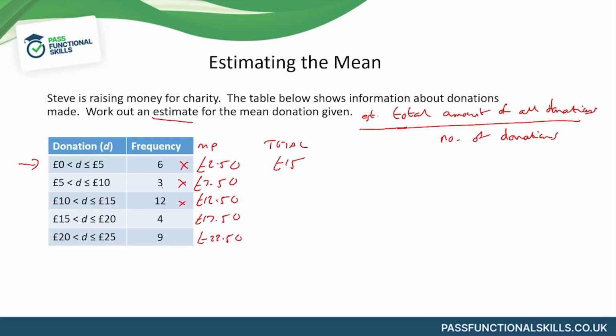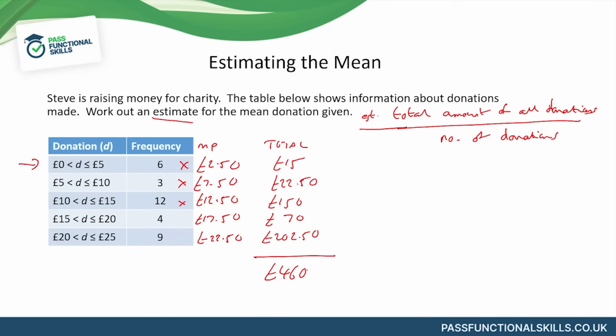So again, here we know that there are 3 people that made a donation of somewhere between 5 and 10, so we're guessing it's £7.50. So these 3 people donated a total of £22.50, which is 3 times £7.50. 12 times £12.50 is exactly £150. 4 times £17.50 comes to £70. And £22.50 times 9 comes to £202.50. So remembering that we want the estimated total amount, we're going to add all of these subtotals together, and that comes to £460.